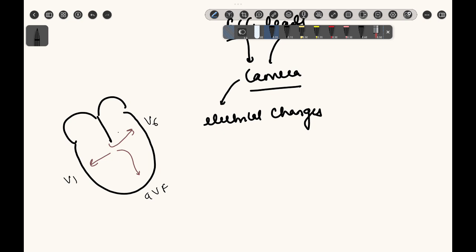For example, for current number 1, which is going towards the left side of the heart, my V6 will say, oh my god, the current is actually coming. But for V1, it is going away. It will see that, my god, it's going away. And for AVF, it is not even a concern, because the current is not going towards it and it is not even going away from it.